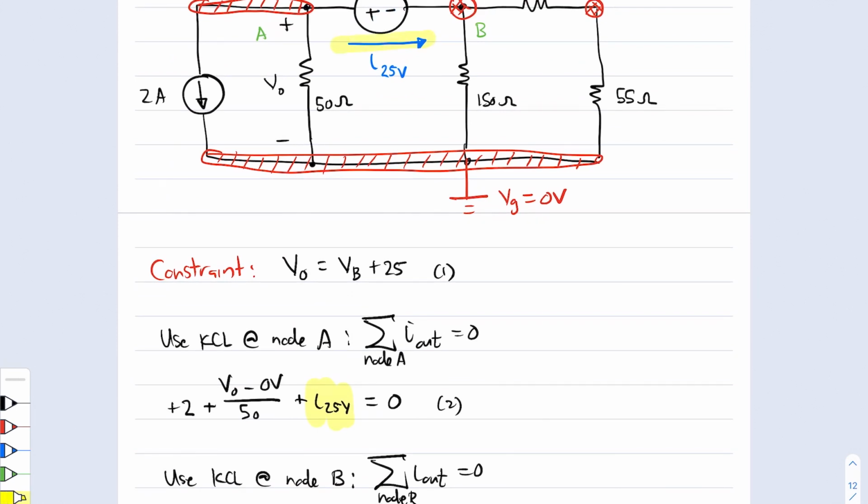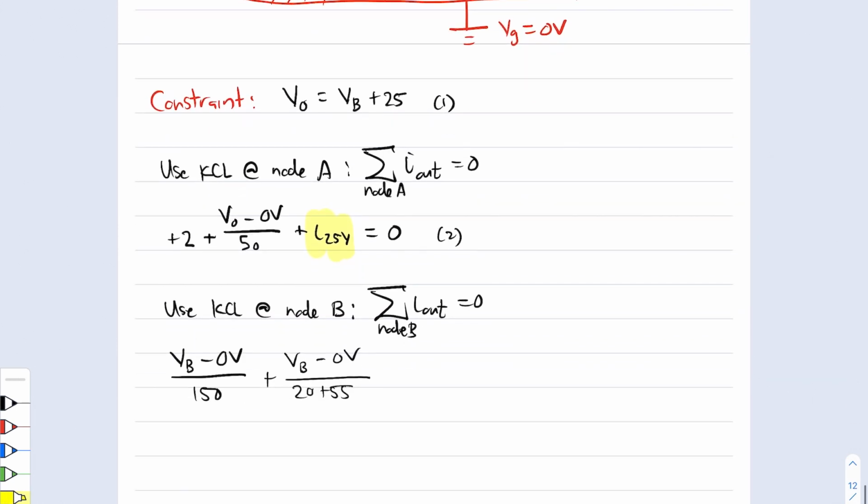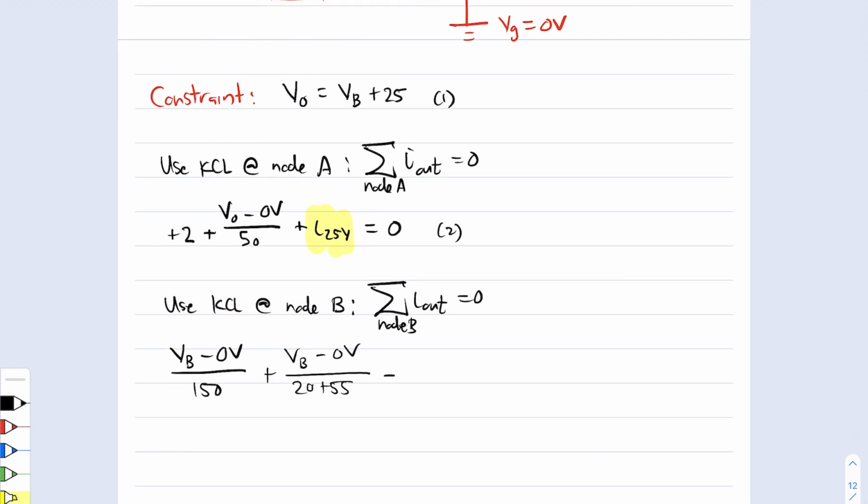And then lastly, we have this I of 25 flowing into the node, which means flowing out of it, we have minus I of 25 volts. That is equal to 0. This is going to be my equation 3.